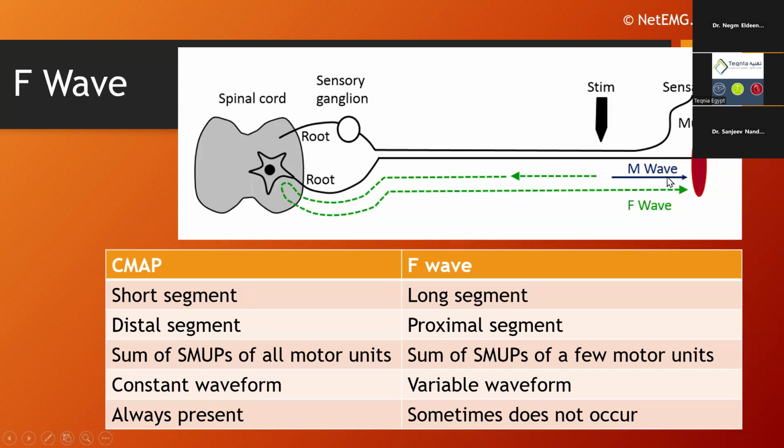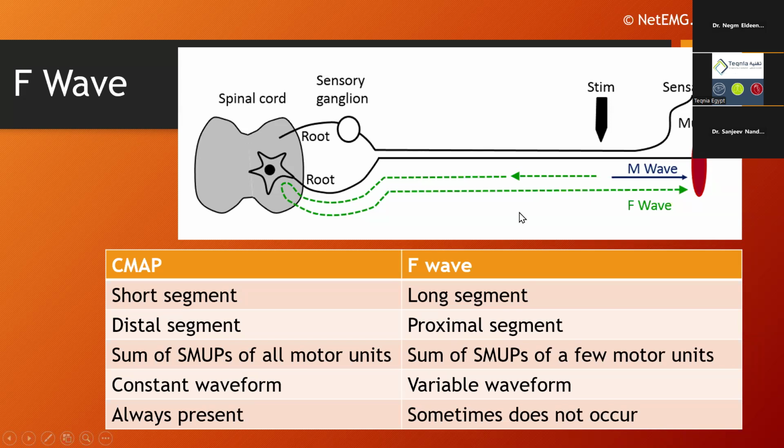M wave is a sum of all motor unit potentials, and therefore it stays constant on successive stimulation. F wave is a summation of a few motor units, therefore the response is smaller and it's variable, and sometimes it may not occur at all. It is important to note that F waves look at propagation in proximal segments and therefore can give complementary information to motor nerve conduction studies.